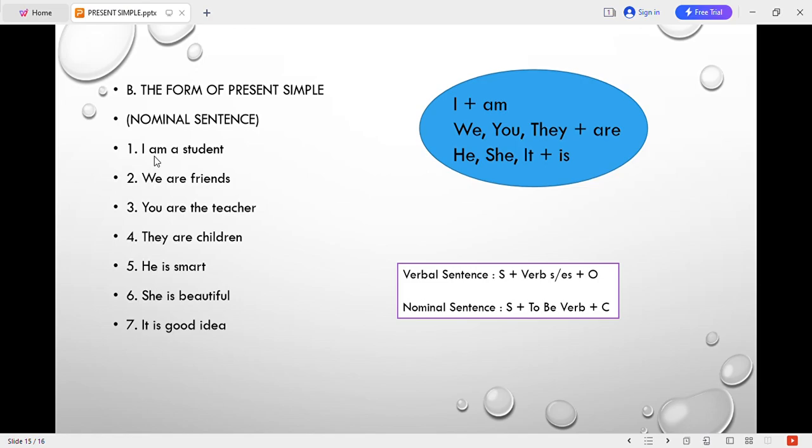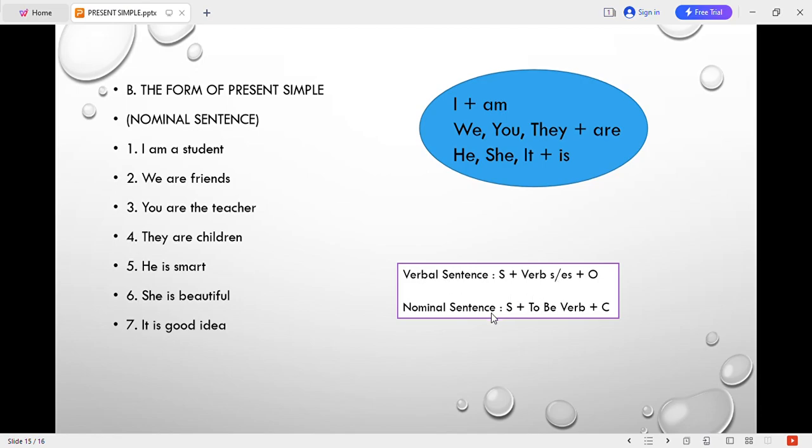It's quite different in this nominal sentence. We, you, they, so you put the to be verb are. We are friends. You are the teacher. They are children.